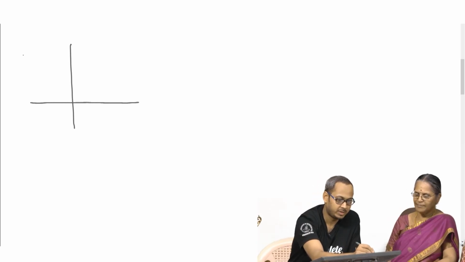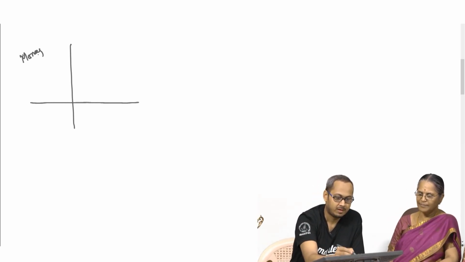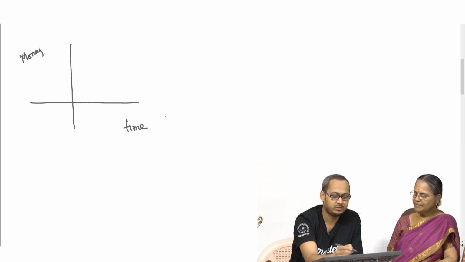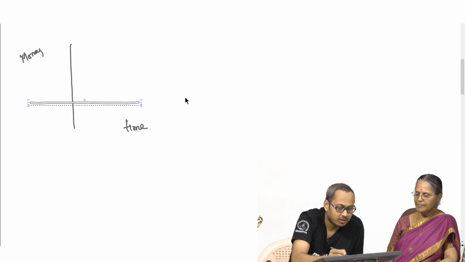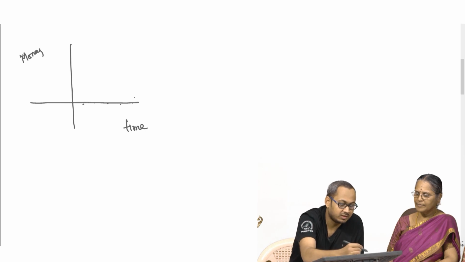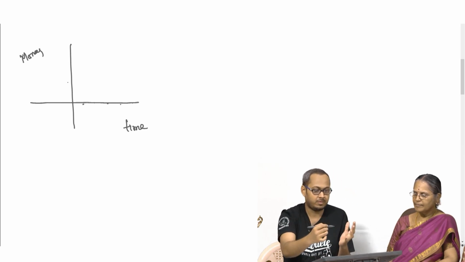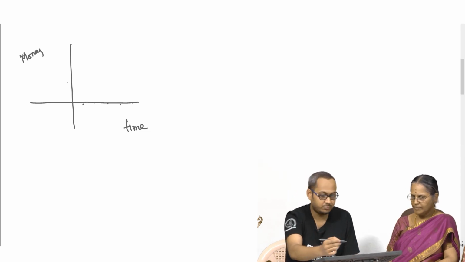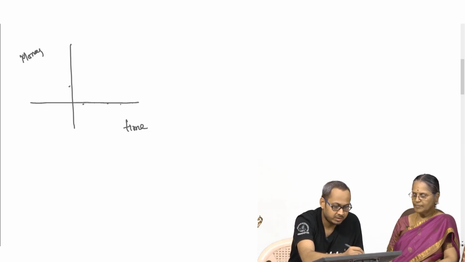Is that right? So, can you plot the graph of the amount versus years? This is my money and this is time. But I am only plotting the years. So say this is 1 year, 2 year, 3 year, 4 year, 5 year, something like that. So at the 0th year, I had invested 100 rupees. So say this is my 100.